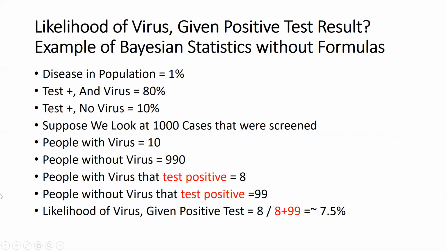So if I look at that and compute those odds, what's in red is anybody that tests positive. That's the denominator, right? 8 plus 99 is 107. The numerator is those people with the virus that test positive, and that is 8. So 8 out of 107, that's about 7.5% of the people that test positive actually have the virus.